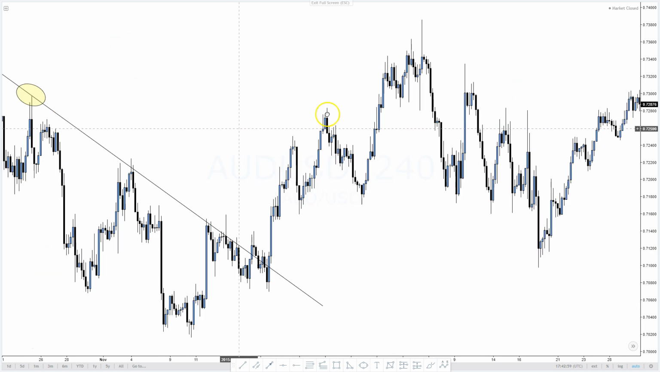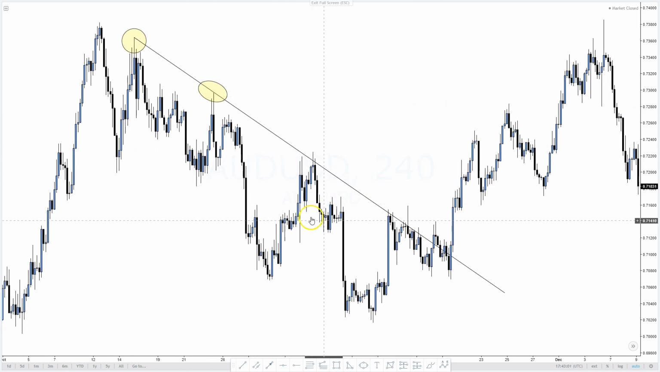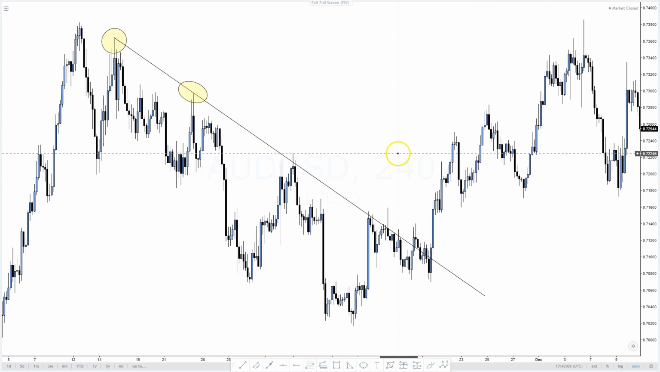As you notice, whenever price stays below the trend line, guys, you're only looking for sells. When it breaks back above, you're looking for buys. Does that make sense? So super simple.